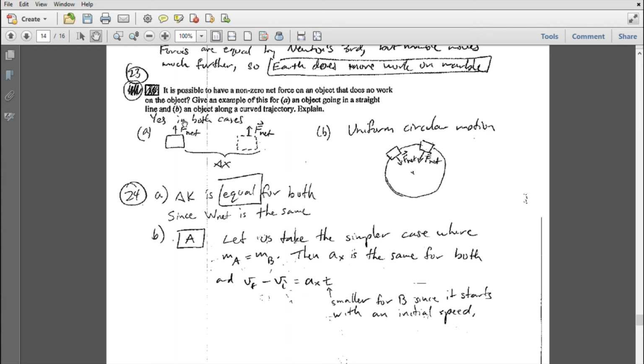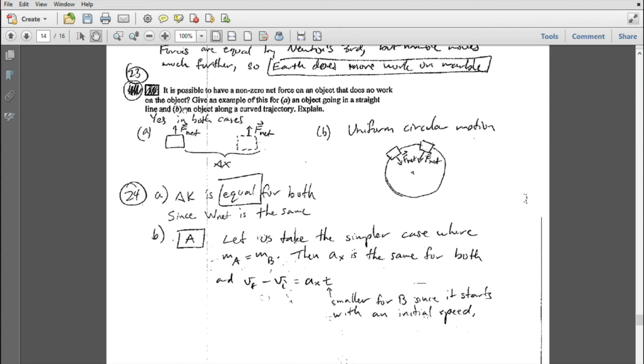Then the net force, because it's accelerating downward, is just the weight force. It's essentially down the whole way. So the net force is not 0, and yet that net force does 0 work, because if our initial and our final are at the same height, one on the way up and one on the way down, the kinetic energy will be the same at those points. In other words, the speed is the same, so the kinetic energy is the same.